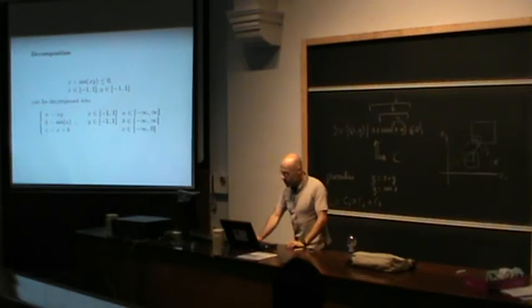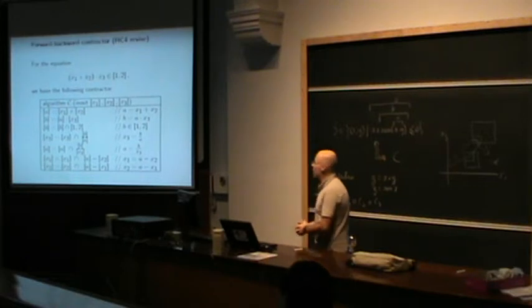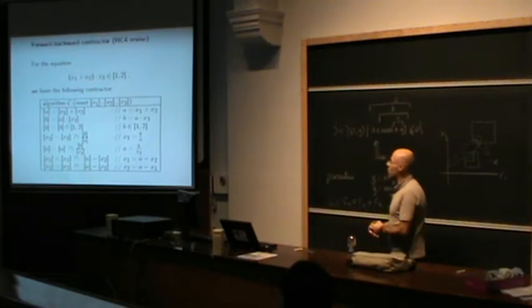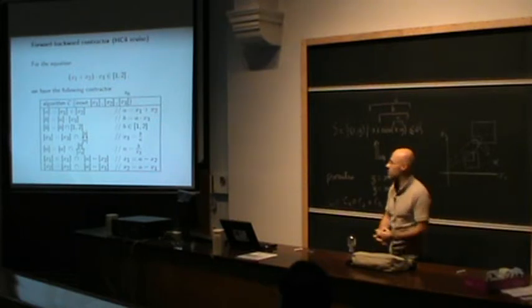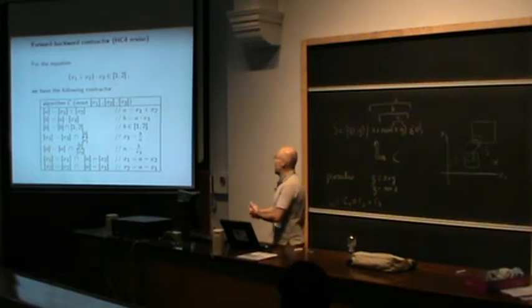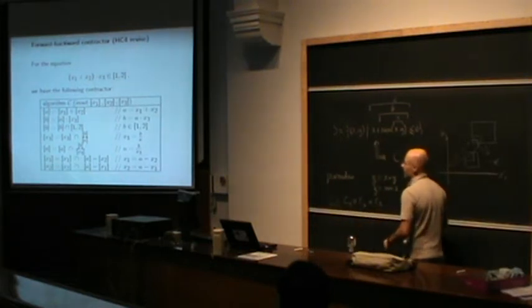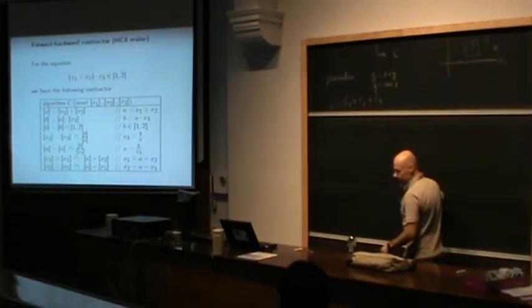But we can do something more efficient. More efficient is a forward-backward contractor, also called HC4 revised. This is the name of the algorithm. HC4 means hull consistency algorithm number 4.